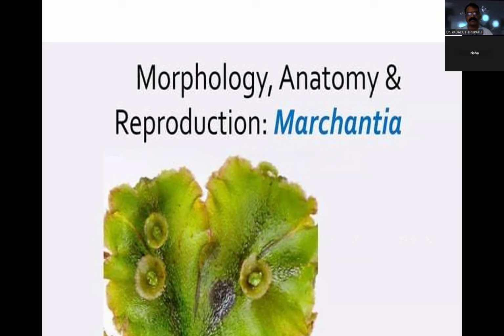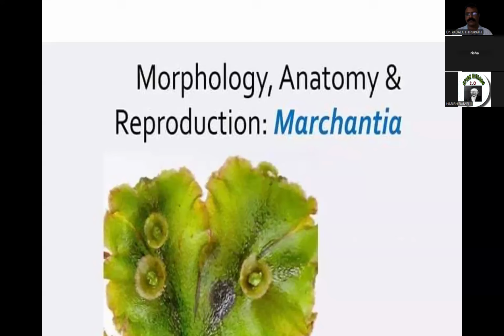Yesterday we studied about Bryophyte's general characters and economic importance. In continuation with that, today we are going to study about the first type. As you know, bryophytes are divided into three groups. The first is Marchantia, that is Hepaticopsida. Second one is Anthoceratopsida. Third one is Bryopsida. So we'll start with the first type, that is Hepaticopsida. Under Hepaticopsida, the type you are going to study is Marchantia.